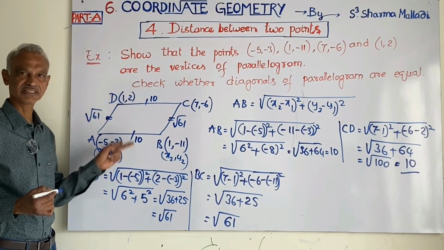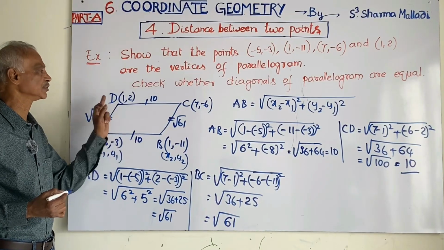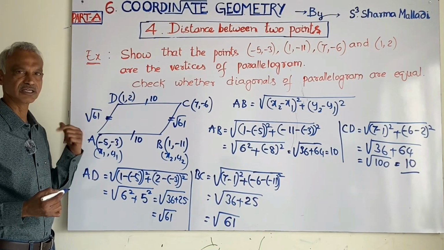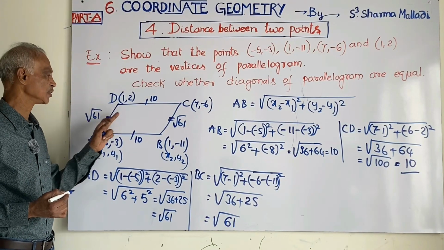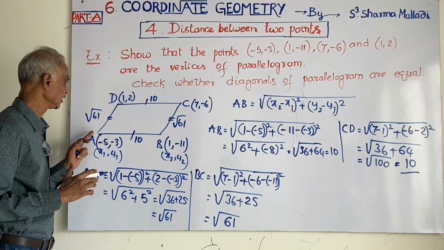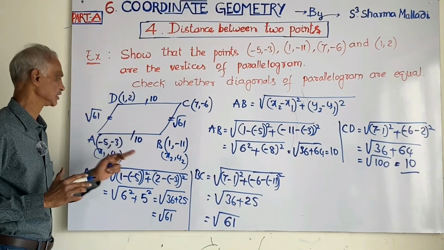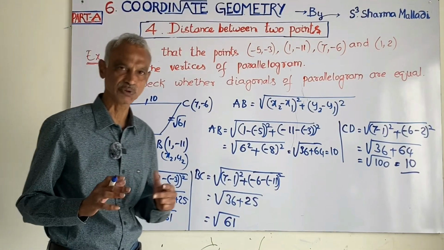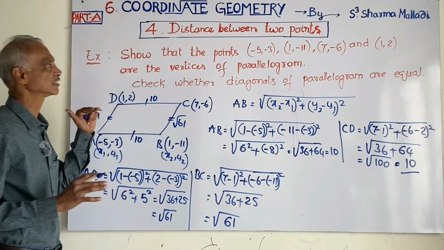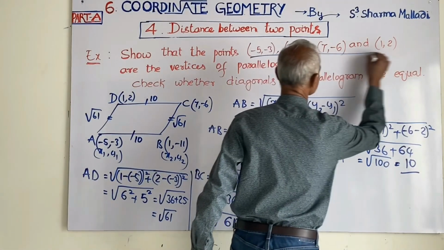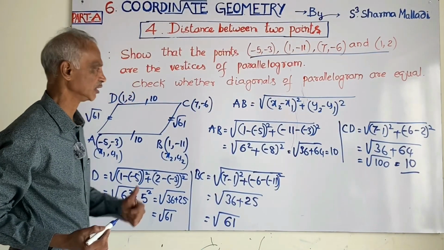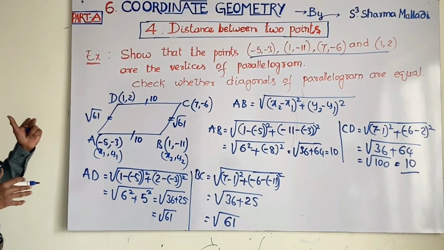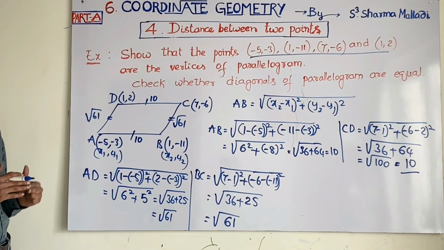See, opposite sides are equal. AB is equal to CD. And what is another pair of opposite sides? AD and BC. That's why opposite sides of a parallelogram are equal to each other. As these are the vertices of a parallelogram, now we have to check whether the diagonals of a parallelogram are equal.